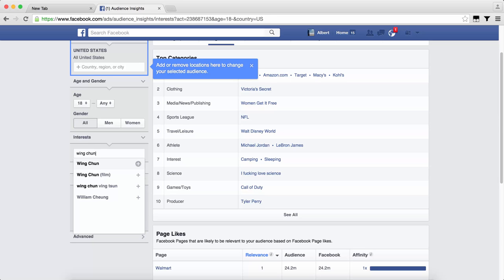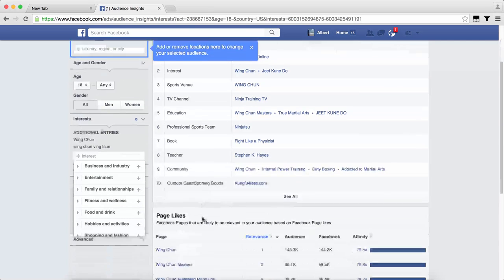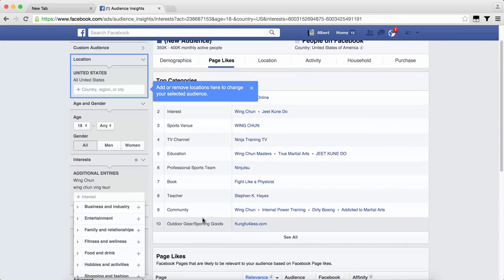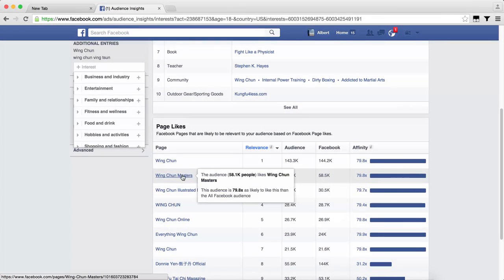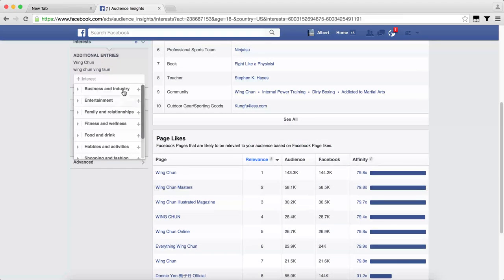For those of you who do not know what Wing Chun is, it is a martial art that Bruce Lee first learned in his young age in Hong Kong before moving to America. So let's choose this Wing Chun, 350K to 400K. Alright, let's choose Wing Chun film, Wing Chun. This is another way to spell Wing Chun. Alright, let's look at the page likes. So these are the interests that we can add for our targeting.